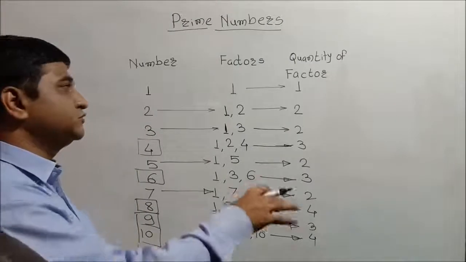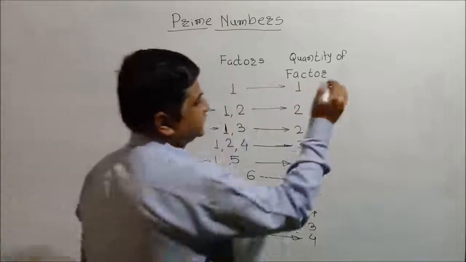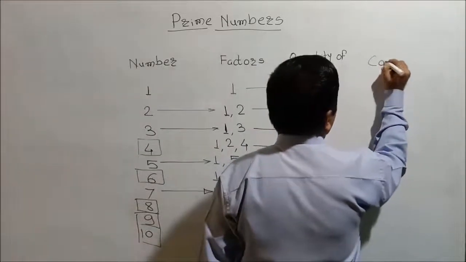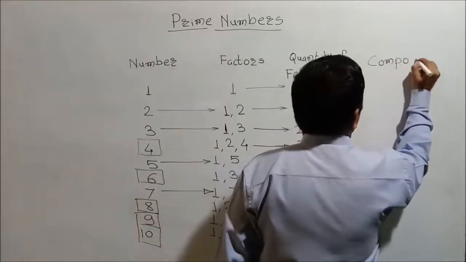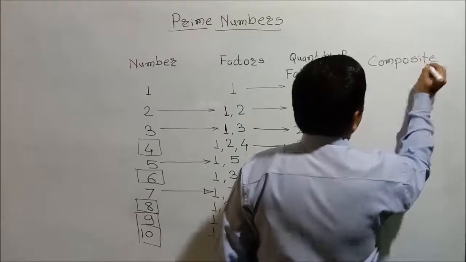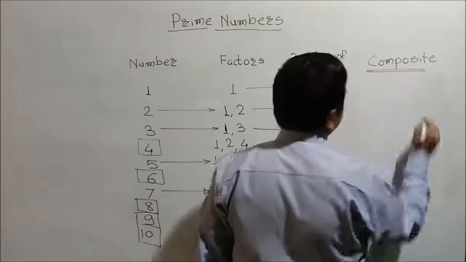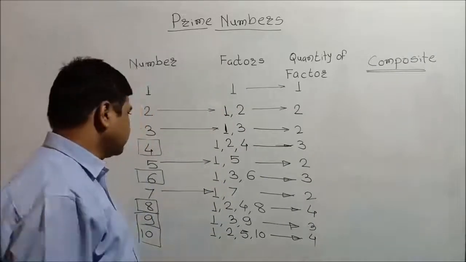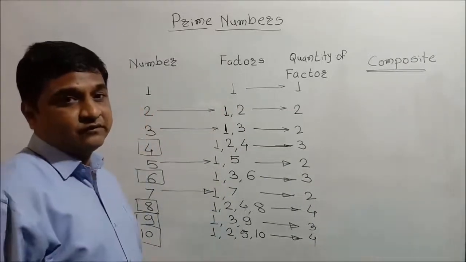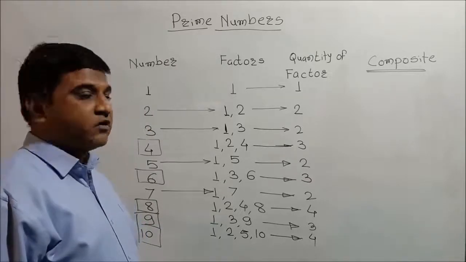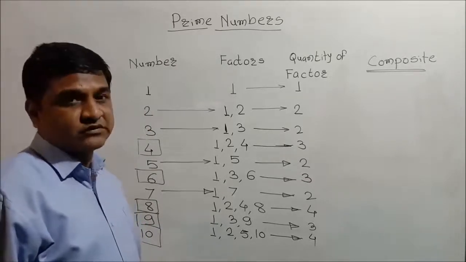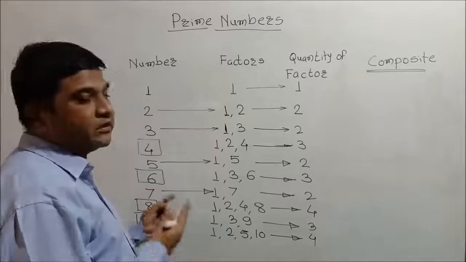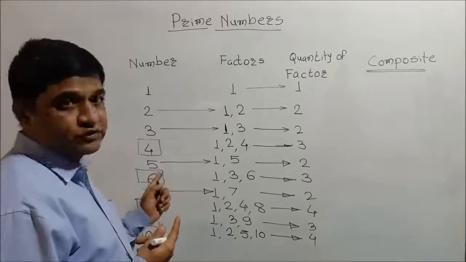Well, I will write down the spelling of composite. Composite. The spelling of composite comes from compose. Compose means they are made up of. What are they made up of? Well, they are made up of multiplication of prime numbers. Prime numbers are the building blocks for composite numbers.